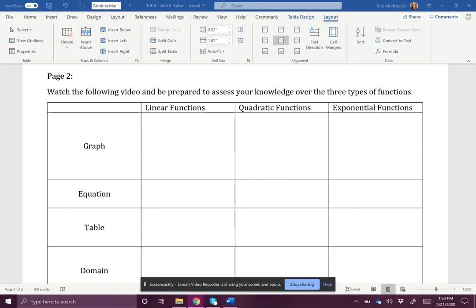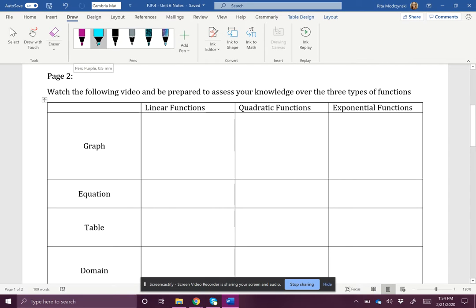We're going to look at the characteristics of linear, quadratic, and exponential functions. There's quite a few differences and some similarities, but we'll look at all three as a group and then use our knowledge to compare the three together in this unit as well.